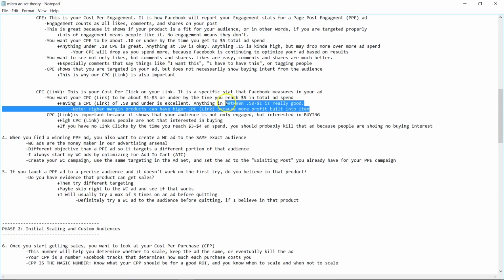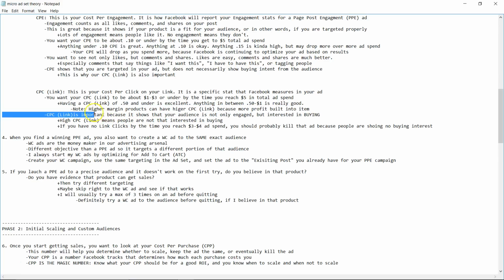But do note that if you have a really high margin on your product, then you can have more profit built in, so your cost per link can obviously be higher, okay? But this is really important no matter what, because it shows that your audience is not only engaged, but interested in buying or converting.